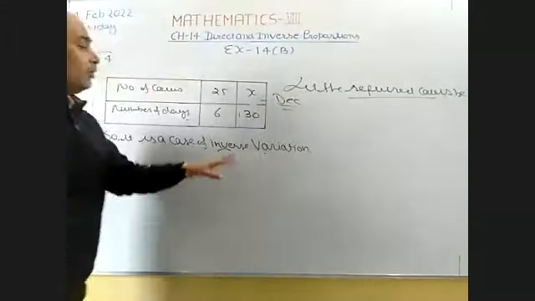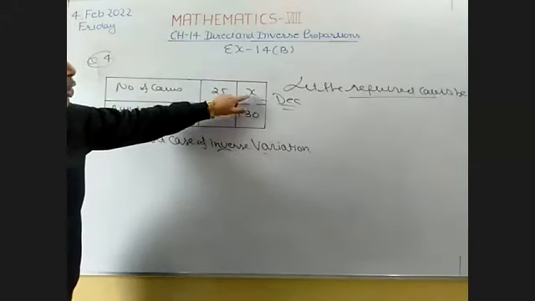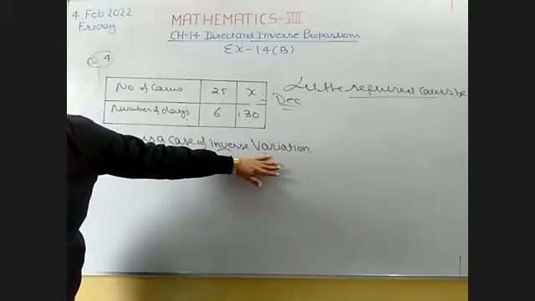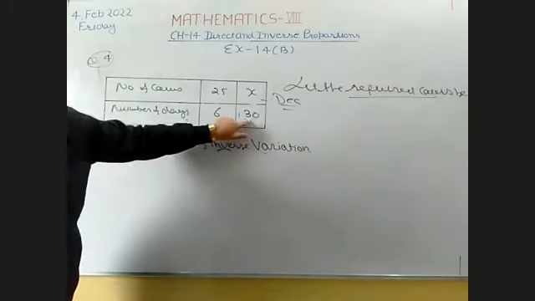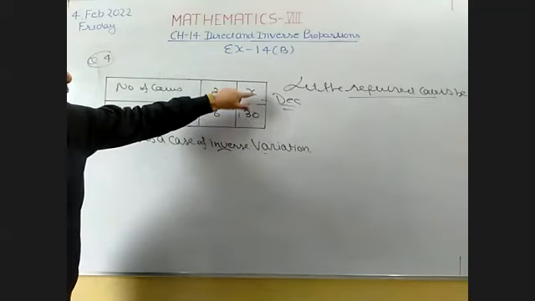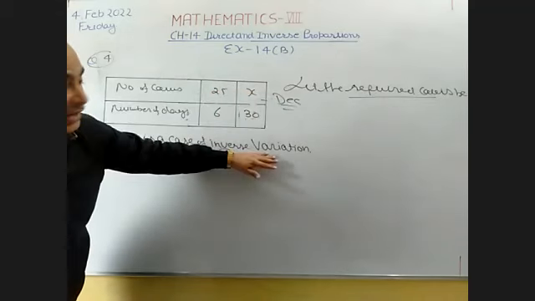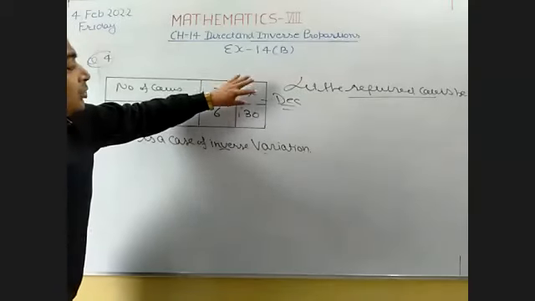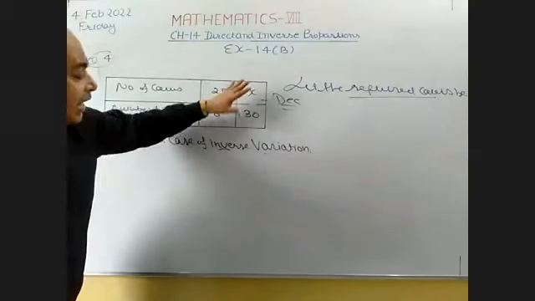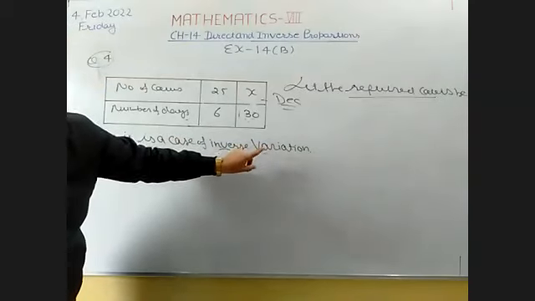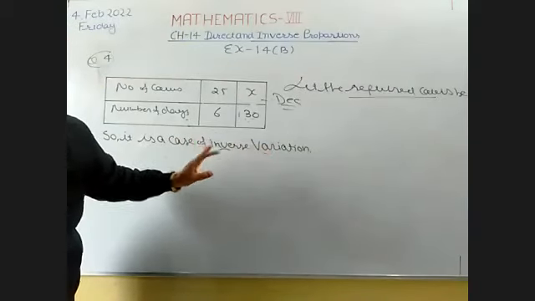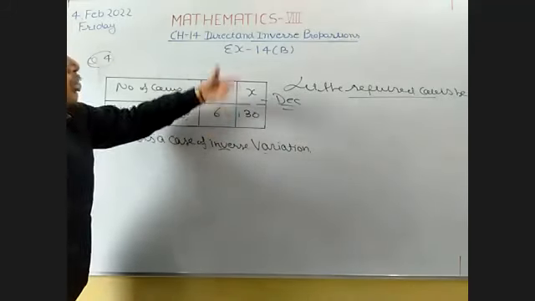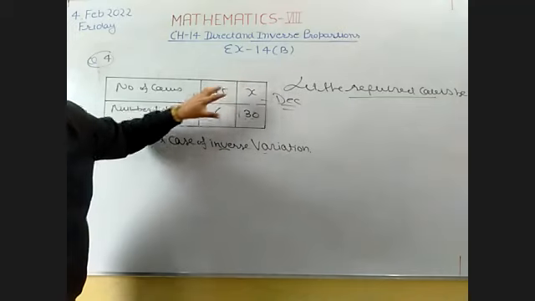Now see, when we increase the number of days, the number of cows is going to decrease. So this is the case of inverse relation. If we increase the number of days and the number of cows is also increased, that is known as the case of direct relation.